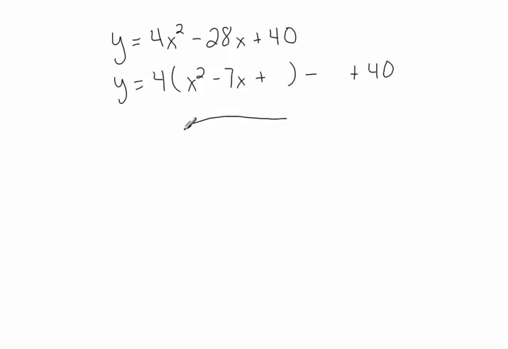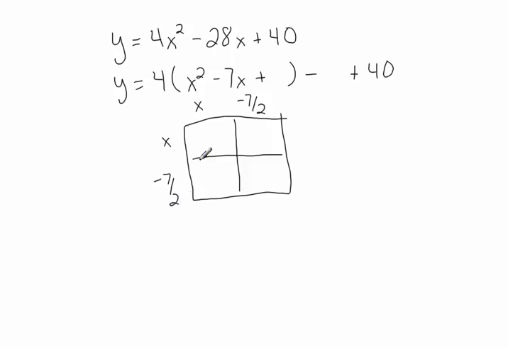Again, I'm going to draw the square. This part you can skip if you want to. And I need an x and an x, and I cut the negative 7 in half. That'll give me negative 7 halves here, and negative 7 halves here. So I'll get an x squared in this spot. I'll get a negative 7 halves x and a negative 7 halves x.